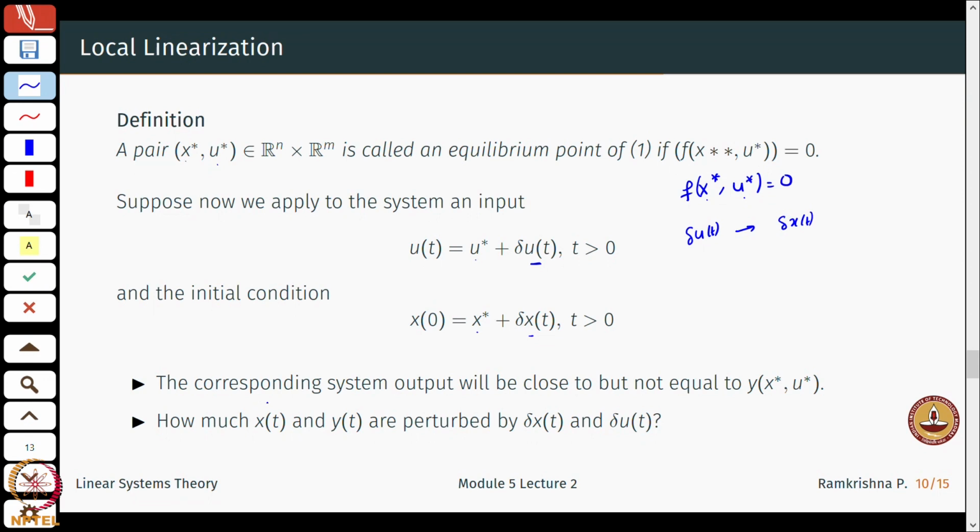Okay. So, this is the assumption we make, that these variations are really small. In this case the corresponding system output y, which was h of x star, u star, with these new conditions will be close to but not equal to the original output. Now, I need to check how much the perturbation in x is because of these two. Initially x was just 0 for all t. If I start at the equilibrium point, I will always be at the equilibrium point. So, when I apply these small perturbations, what is the change in x and what is the change in y, or in other words, how much are x of t and y of t perturbed by these delta x and delta u?